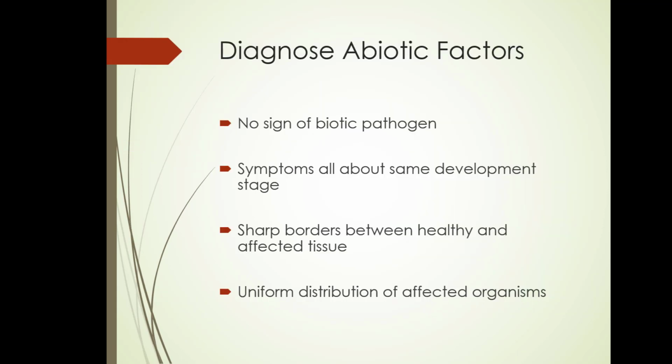So with abiotic factors, you're not going to see a pathogen. Symptoms are going to be at about the same development stage. You're going to have sharp borders between healthy and affected tissue and a uniform distribution of affected organisms.